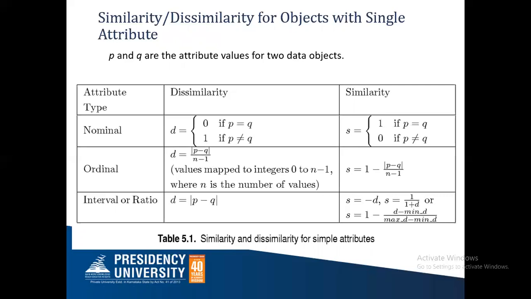So just like we can consider similar to the index of arrays. If an array has n elements, the index will be from 0 to n minus 1. Here we have n values, which are mapped to the values 0 to n minus 1. And we can calculate D by using the formula mod P minus Q divided by n minus 1. And for the ordinal values, we have ordered values. So S is calculated by 1 minus D, which is nothing but S is equal to 1 minus mod P minus Q divided by n minus 1.